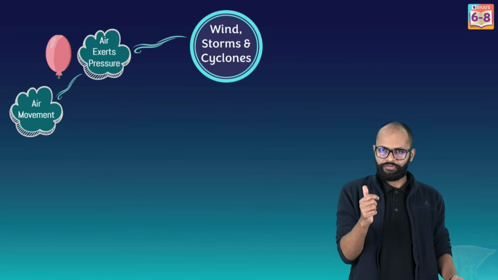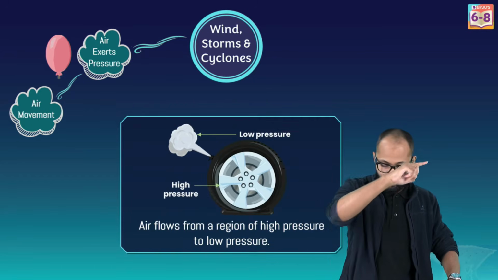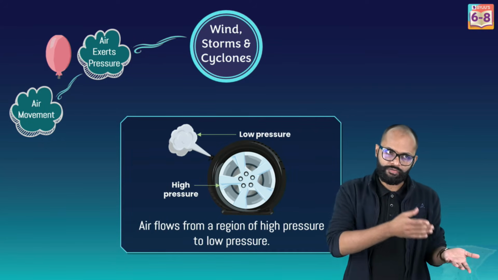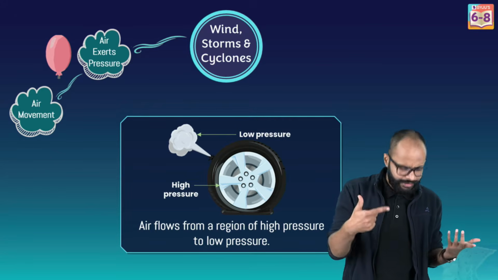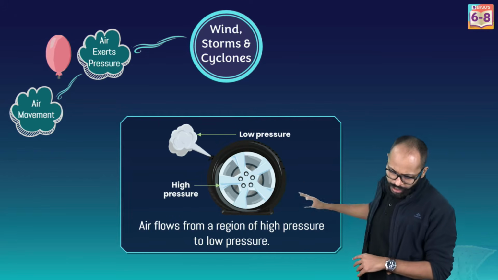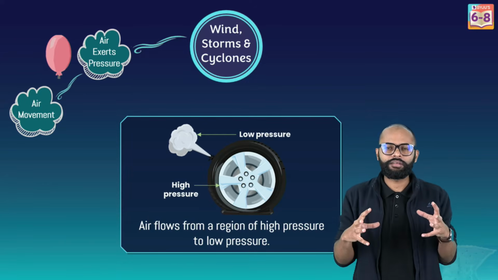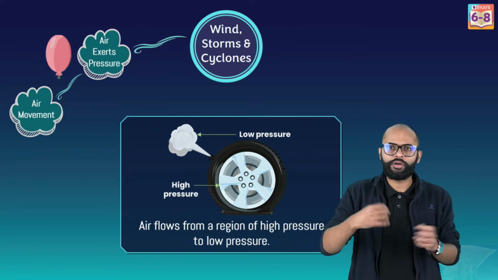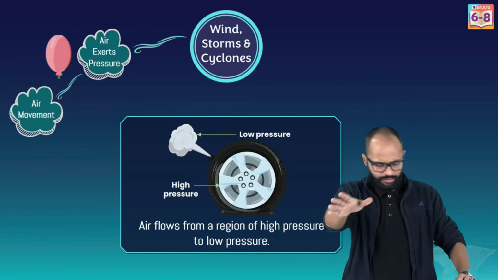Now if there is a difference of pressure, where is the air movement? That's a very good question. Air moves from high pressure to low pressure, which is kind of an obvious thing. Everything moves from high pressure to low pressure. So air flows from a region of high pressure to low pressure. The pressure inside the tyre was high. If the tyre gets a hole, what will happen? Air will just come out. Why? High pressure to low pressure. Simple, it's very easy.